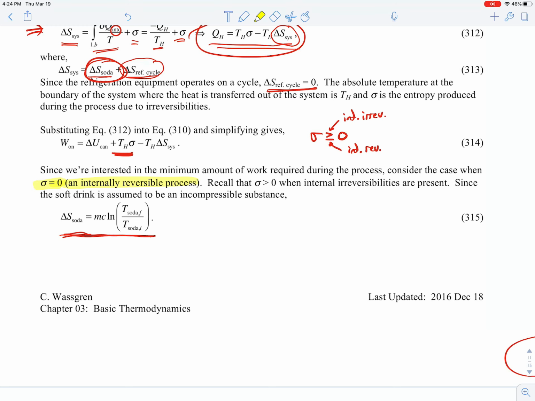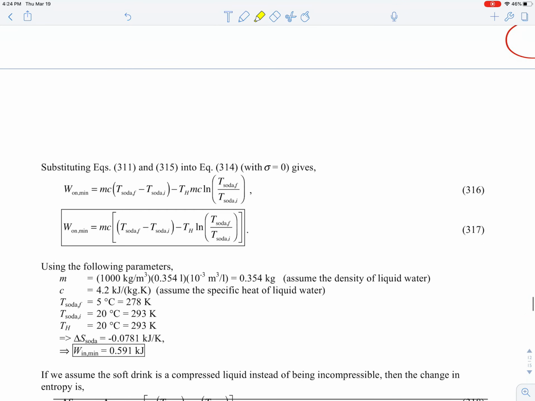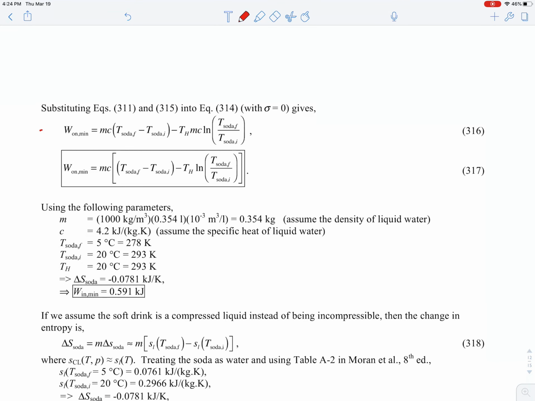But here we're going to try to find the minimum amount of work, so we'll set sigma equal to 0. And so then when we substitute everything in, our minimum amount of work will look like this. The first term is our change in the internal energy that we found from our incompressible substance model. And then the second term is TH times the change in entropy, again coming from our incompressible substance model. So then we have our minimum amount of work. We can solve for that.